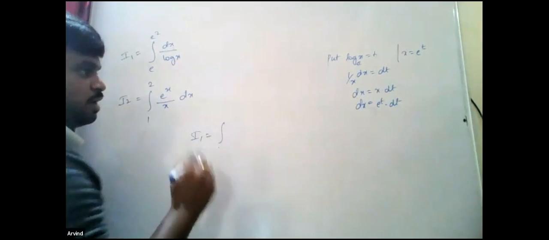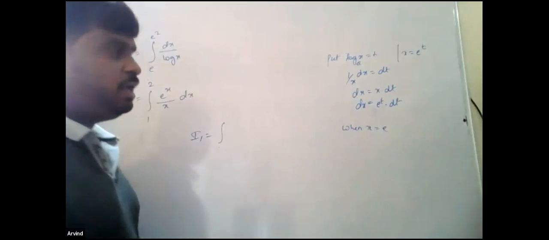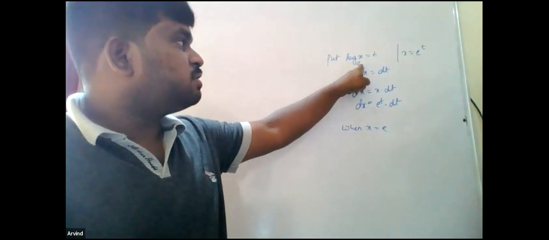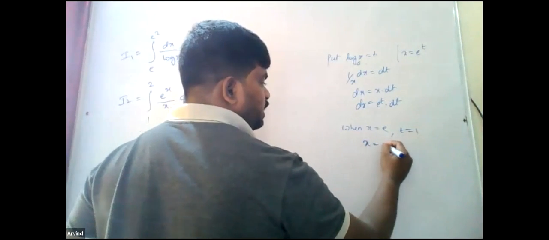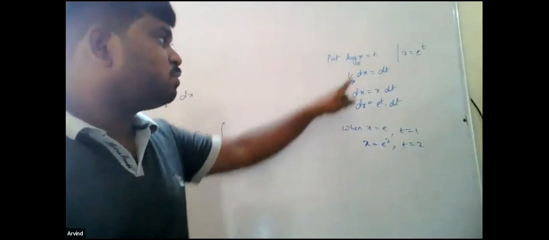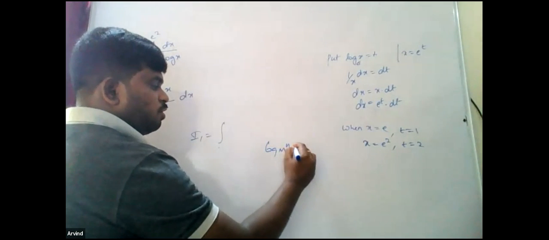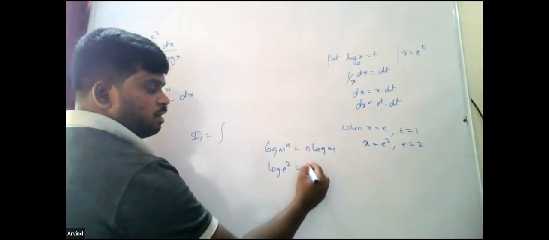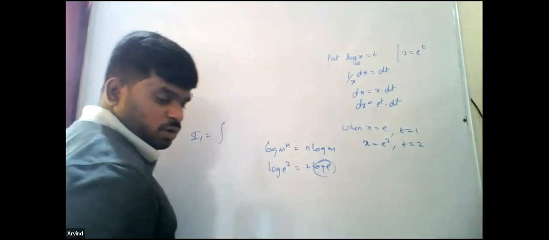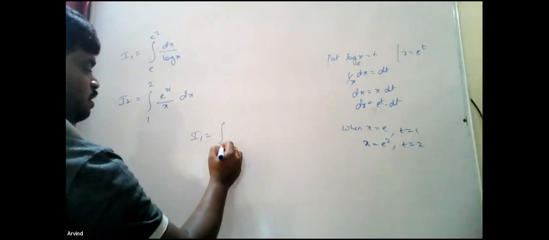Now let's substitute in I1. I1 is from e to e square. The limits will change. When x is equal to e, the base and this are the same, so log e to e will become 1. So t will become 1. When x is e square, t will become 2. Log m to the power n can be written as n log m, so log e square becomes 2 log e, and log e value is 1, so we end with 2. So when x is e, t is 1, and when x is e square, t is 2.